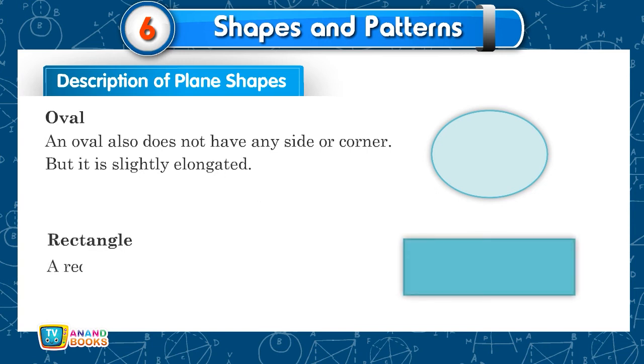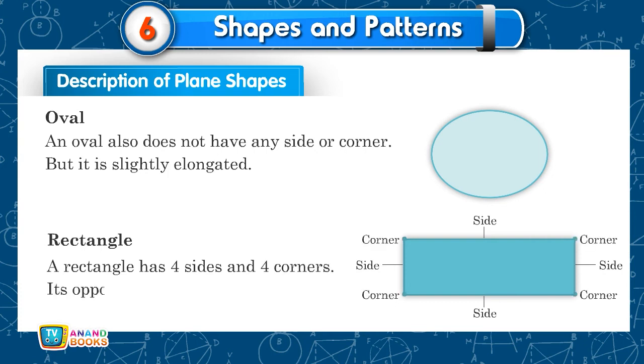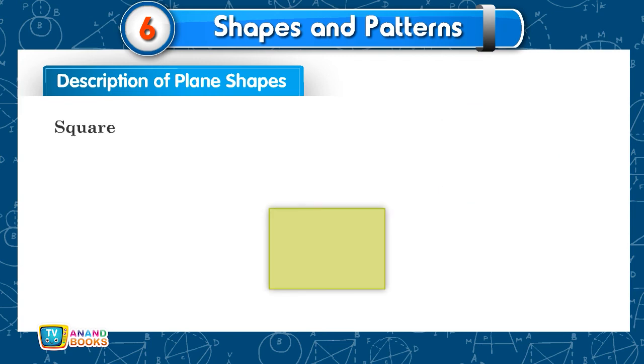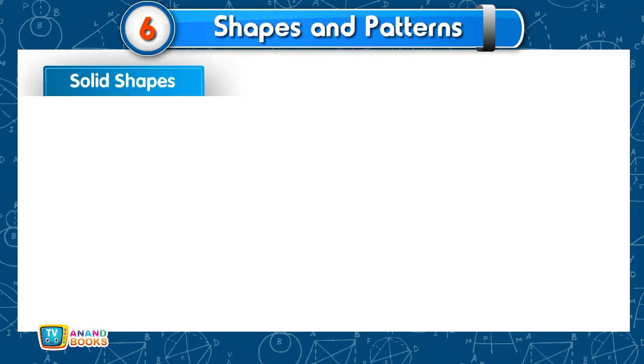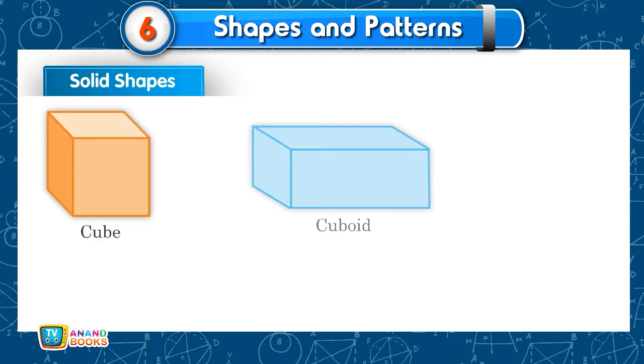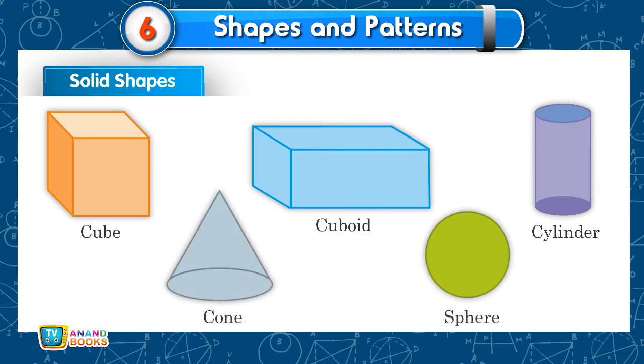Rectangle. A rectangle has 4 sides and 4 corners. Its opposite sides are equal. Square. A square has 4 equal sides and 4 corners. Solid shapes. Cube, cuboid, cylinder, cone, sphere.